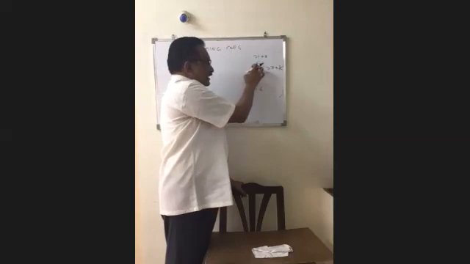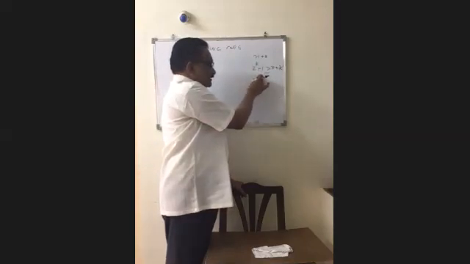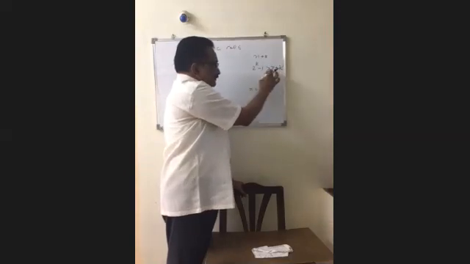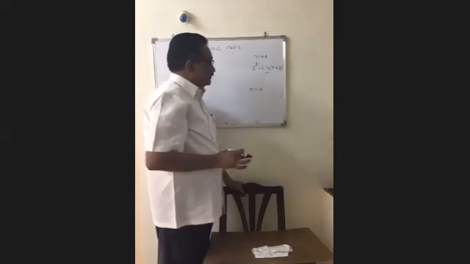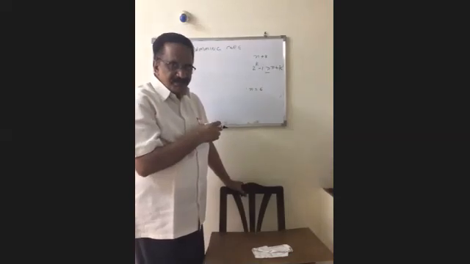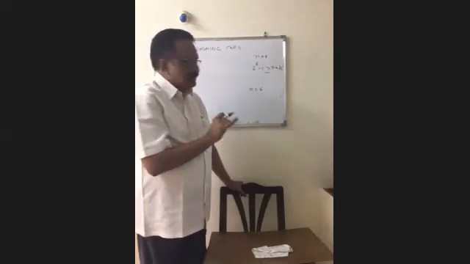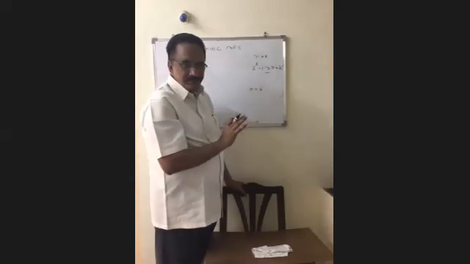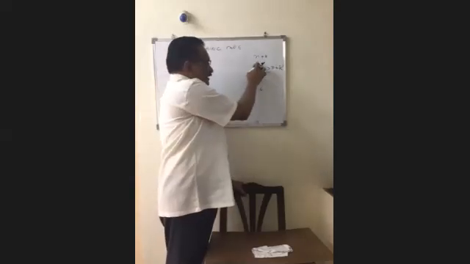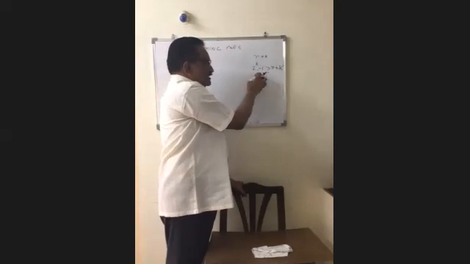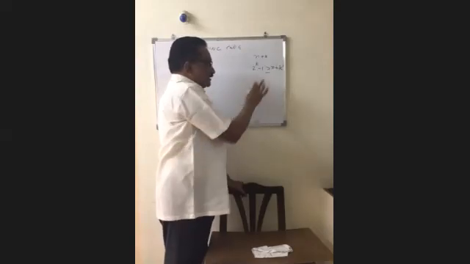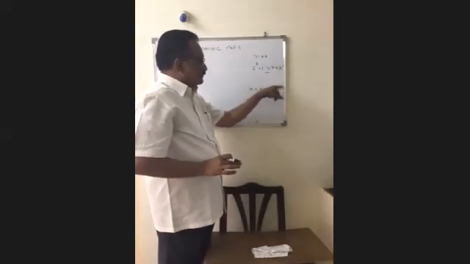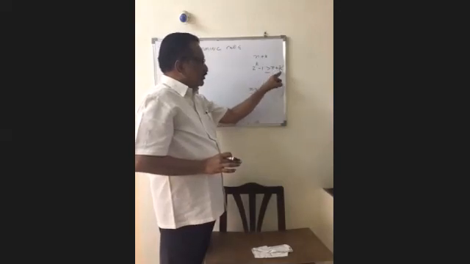So 2 to the power of 3 is 8, 8 minus 1 is 7. On the right hand side, 6 plus 3 is 9. Left hand side, 7. No, it's not correct. Next, select k equal to 4. 2 to the power of 4 is 16, 16 minus 1 is 15. On the right hand side, 6 plus 4 is 10.